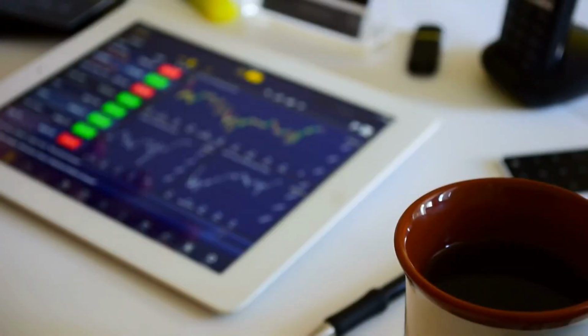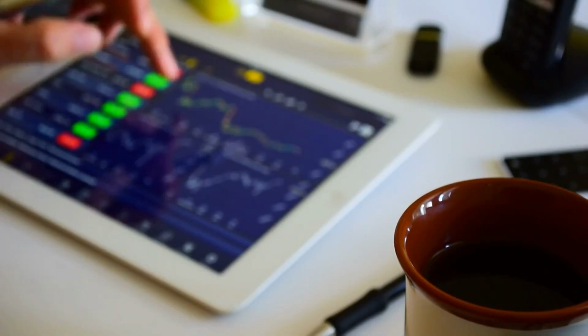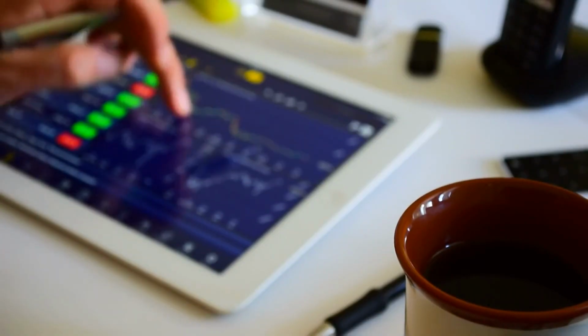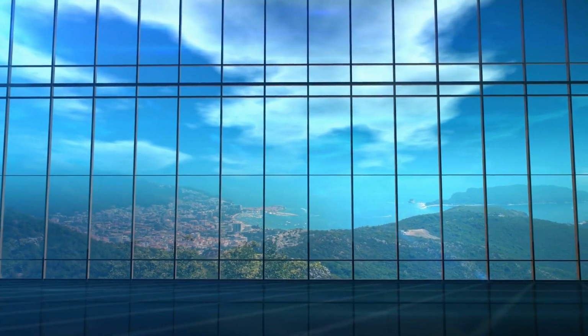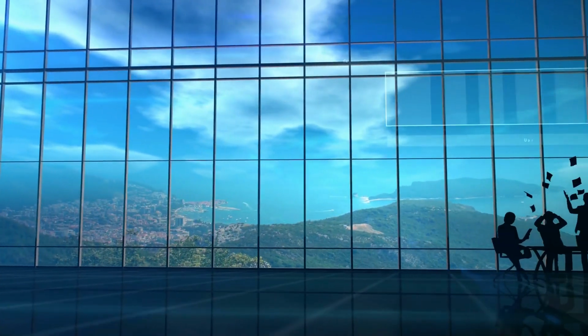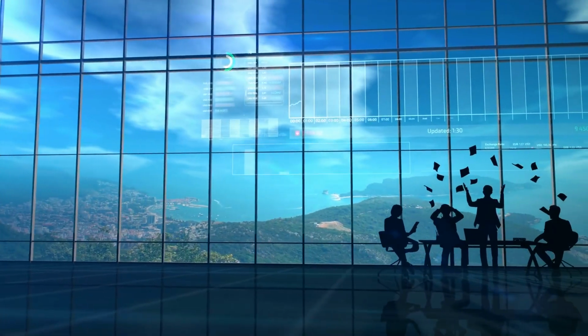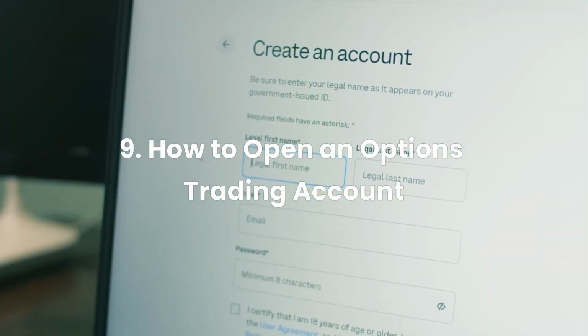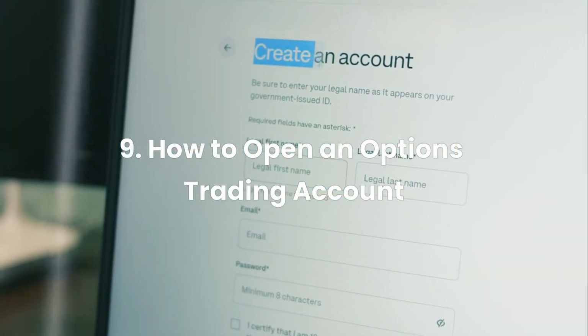For beginners, managing risk through education, starting small and practicing with paper trading can help avoid costly mistakes. Understanding risk also means knowing when to exit trades early or cut losses, which is just as important as making the right initial trade. 9. How to open an options trading account.